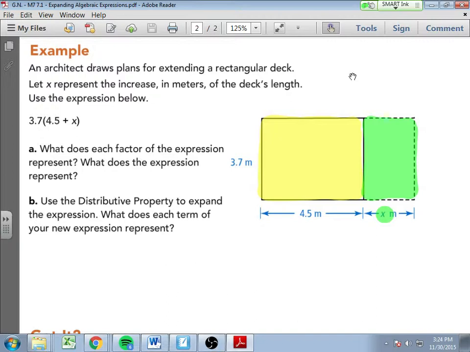I know. So this expression over here, 3.7 times (4.5 plus x), represents our final new entire patio area. And guys, this is identical to questions that you're going to have on your homework. So I would advise you to please be paying attention. We want to talk about what each factor from the expression represents, and then what the entire expression represents. I kind of already gave that away. But this 3.7, what is that in this situation?